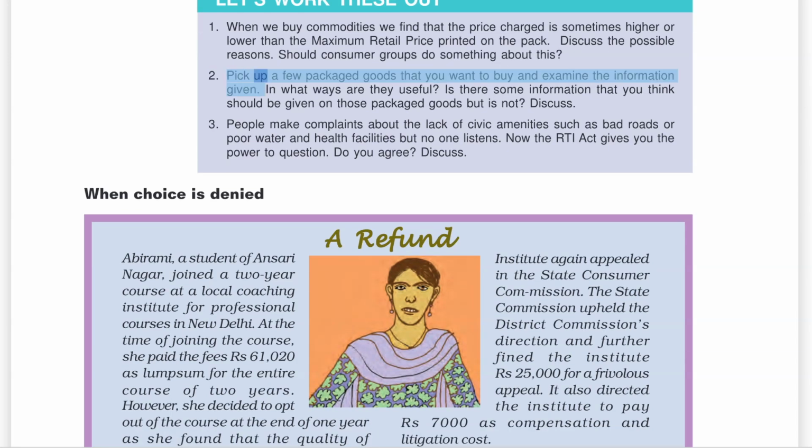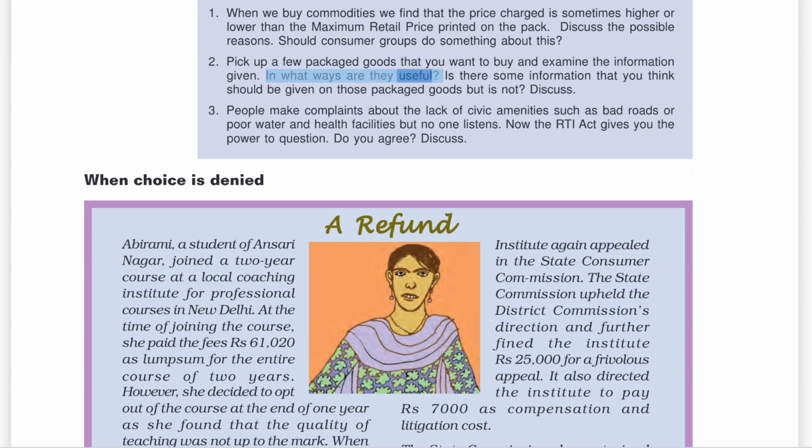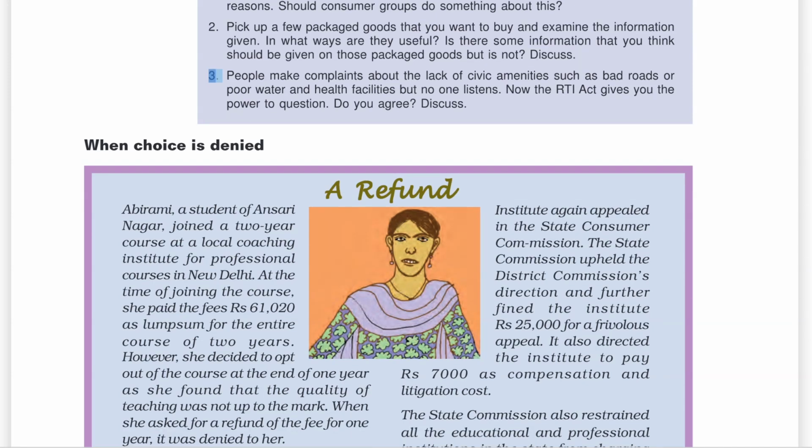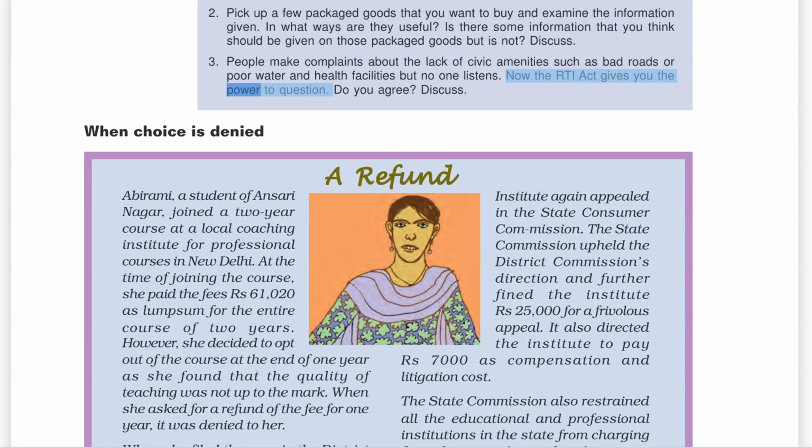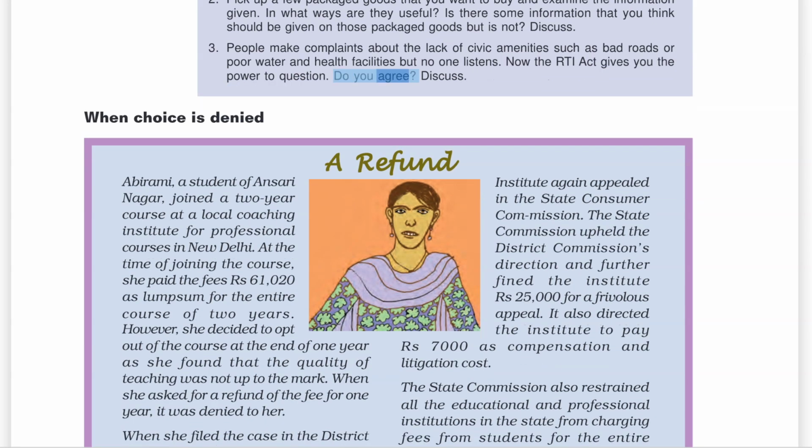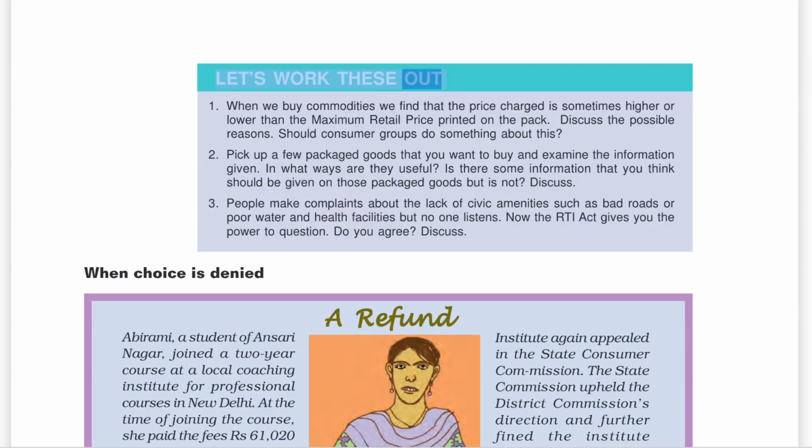2. Pick up a few packaged goods that you want to buy and examine the information given. In what ways are they useful? Is there some information that you think should be given on those packaged goods but is not? Discuss. 3. People make complaints about the lack of civic amenities such as bad roads or poor water and health facilities, but no one listens. Now the RTI Act gives you the power to question. Do you agree? Discuss. Let's work these out.